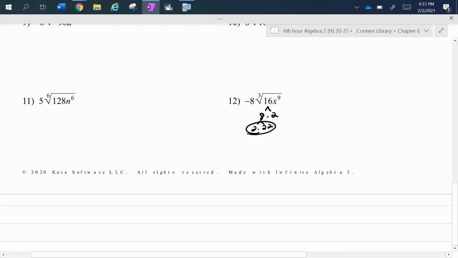So the 2 is going to come out of the radical, and we're going to multiply it times the 8 that's already on the outside. So negative 8 times 2 is negative 16. And what's going to stay inside the cube root is the 2 that I didn't circle. And then I'm going to take the cube root of x to the 9th. And remember, the rule is I can divide the exponent by the index, and I get x to the 3rd. If it didn't divide evenly, I would have some left over in the radical, wouldn't I? So that's going to help you with your homework.